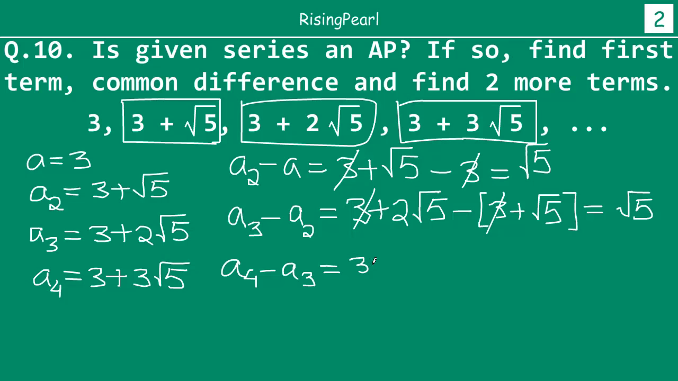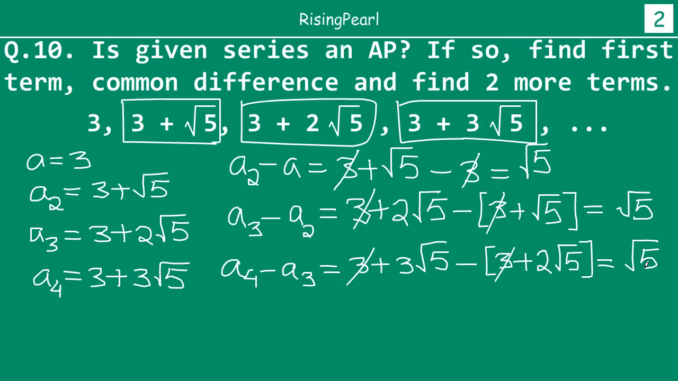So A4 is 3 plus 3 square root 5. So this is A4 minus A3, which is 3 plus 3 square root 5 minus, 3 plus 2 square root 5. If we open the bracket, plus 3 minus 3 will cancel out, and 3 square root 5 minus 2 square root 5 will be 1 square root 5, or simply square root 5. So this is amazing, this series is also an arithmetic progression.